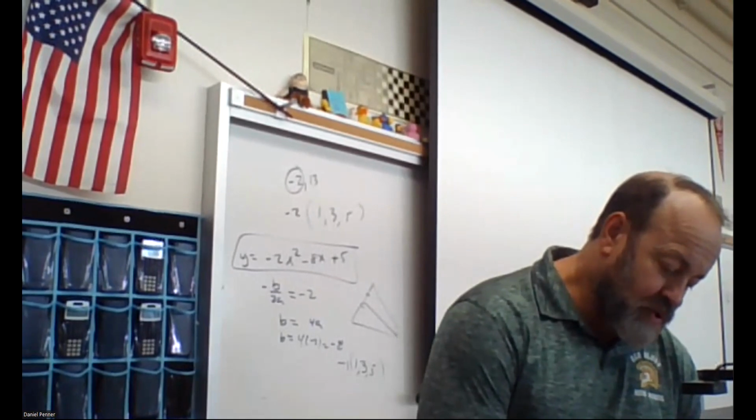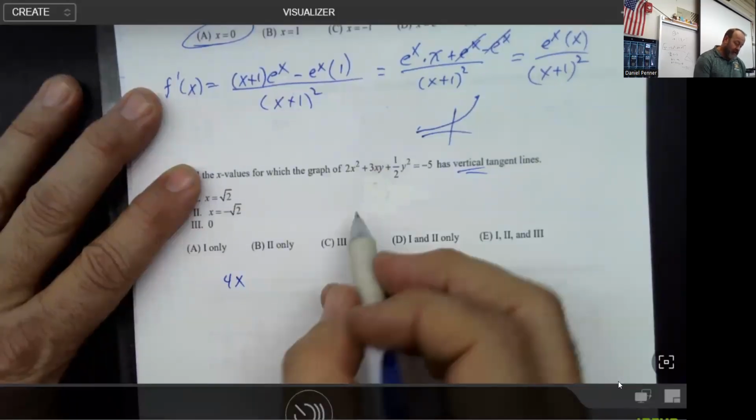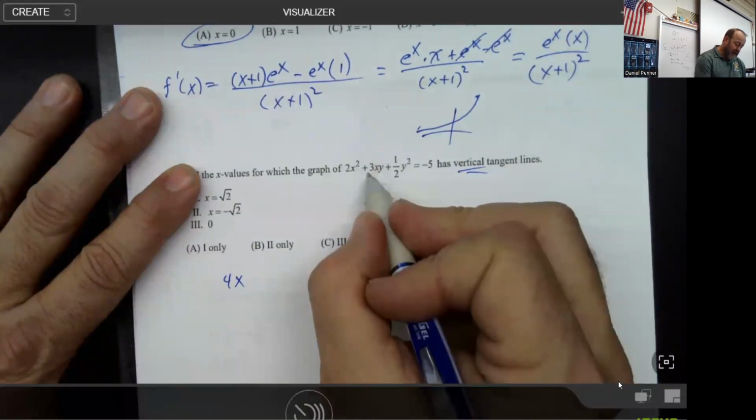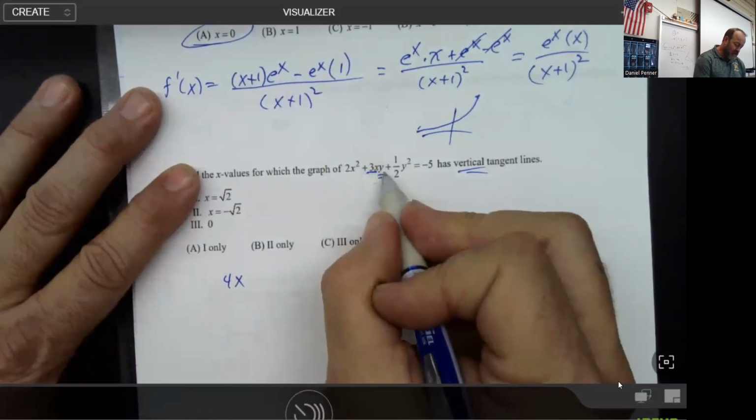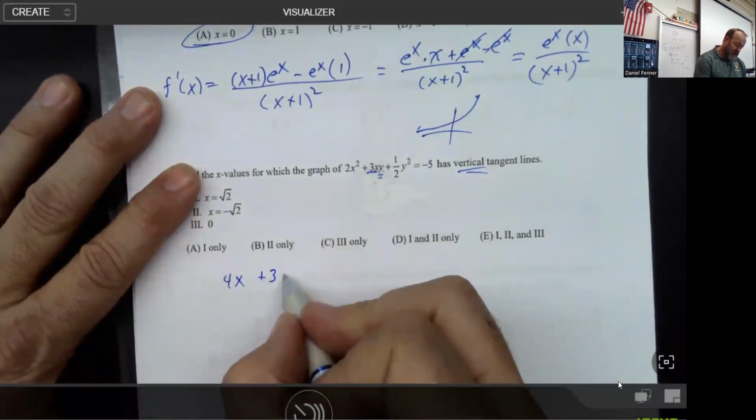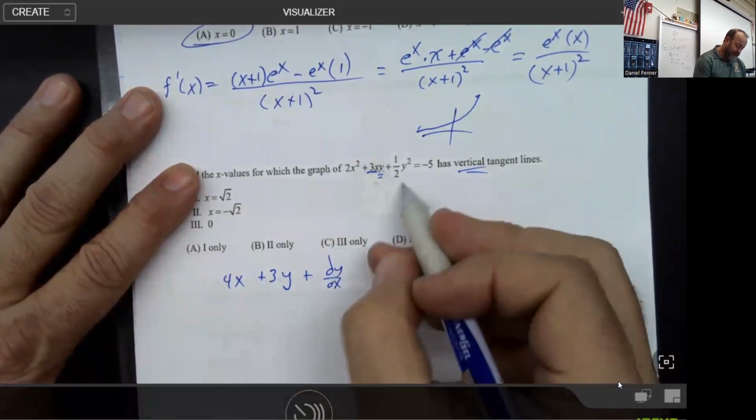So derivative of 2x squared, of course, is 4x. Now we've got a 3xy. And so remember, we want to treat this like a product rule. So think about f prime g, so that would be f prime g plus g prime f.